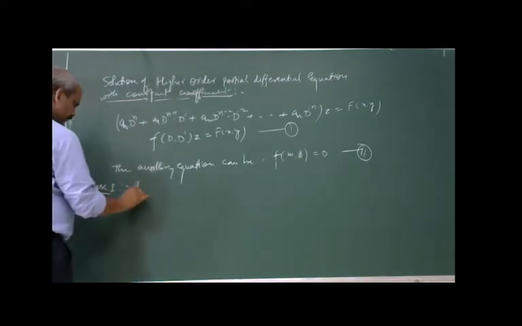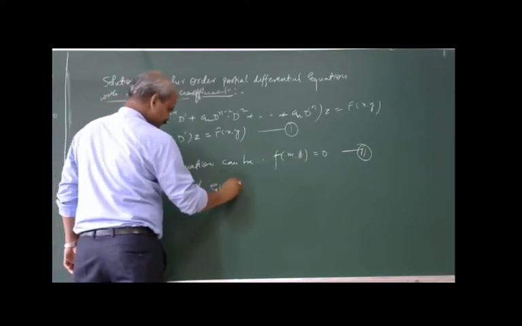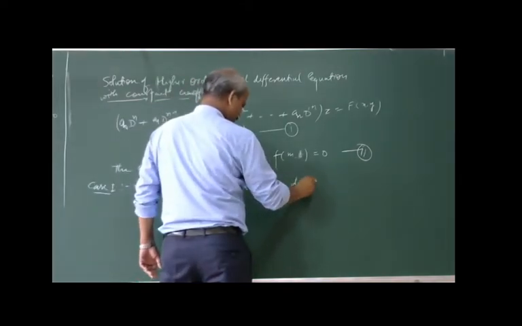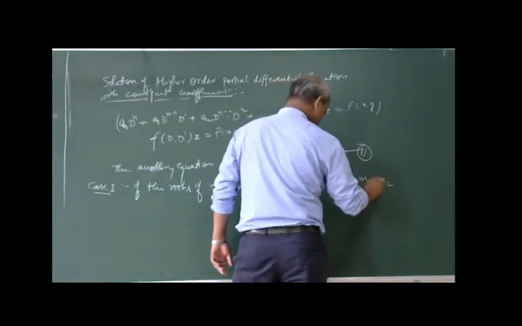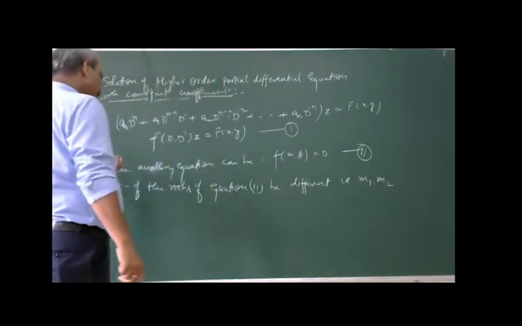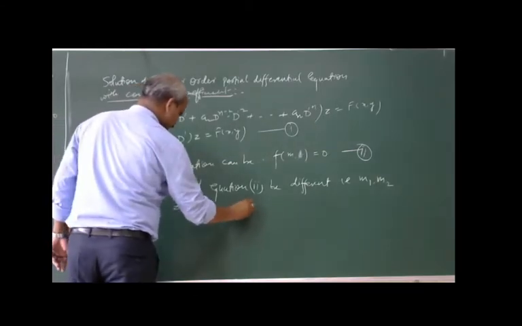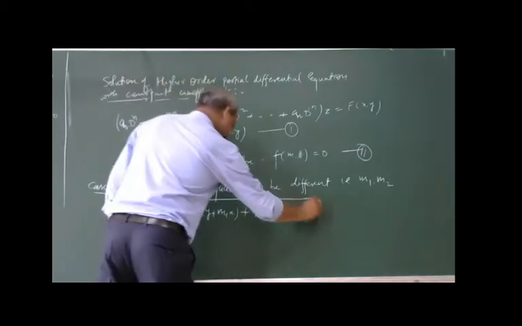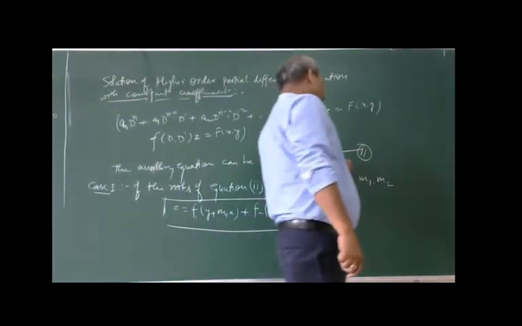Case first, if the roots of equation 2 be different, that is m1, m2, then the complementary function is z equal to f1 of y plus m1 x plus f2 of y plus m2 x. This is the complementary function.